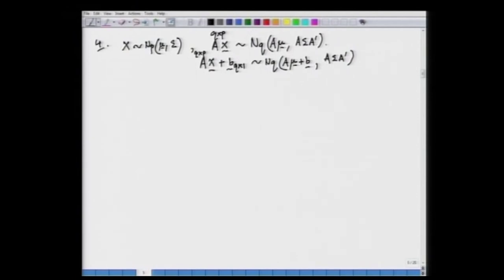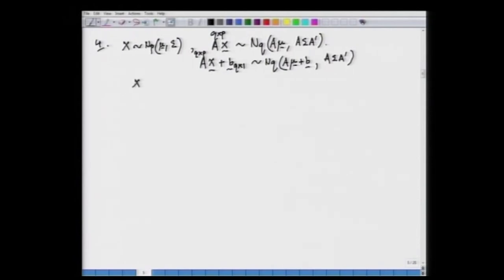So, from there we will go to another linear combination of x, say beta prime x, where beta will belong to R p. Since x is multivariate normal, the linear combinations will also be univariate normal, and hence the linear combinations of A x are also univariate normal, giving us that the whole random vector A x will be multivariate normal.